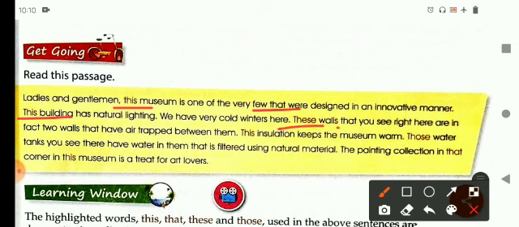These walls that you see right here are in fact two walls that have air trapped between them. This insulation keeps the museum warm. Those water tanks you see there have water in them, that is filtered using natural material. The painting collection in that corner in this museum is a treat for art lovers.